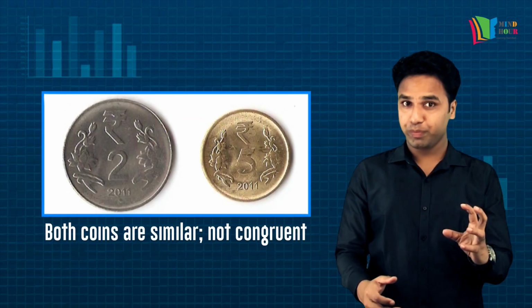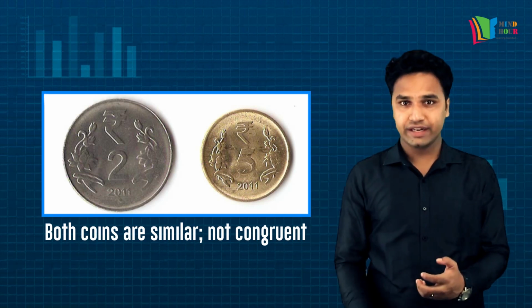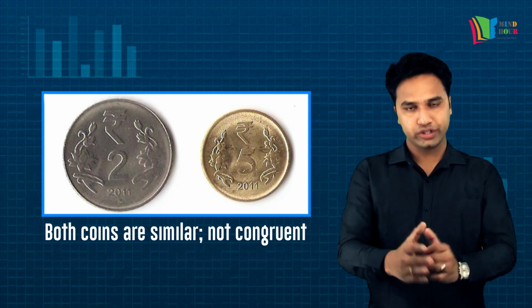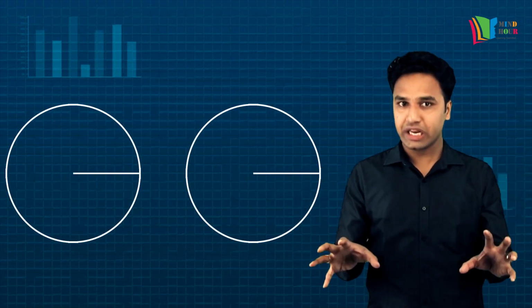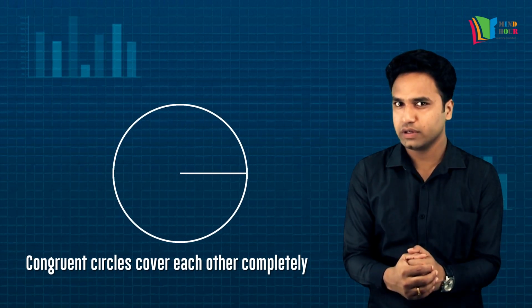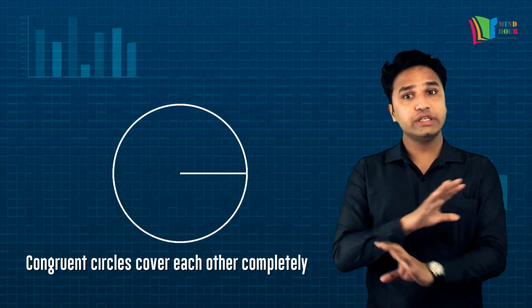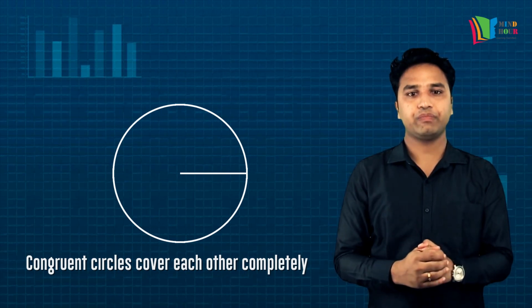However, a 5 rupee coin and a 2 rupee coin are similar. However, they are not identical and hence not congruent to each other. Now draw two circles of the same radius and place one on the other. What do you observe? They cover each other completely and we call them congruent circles.